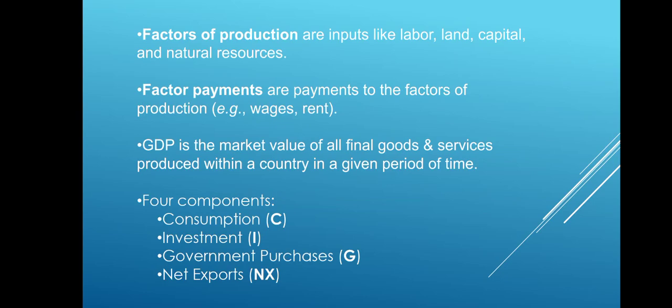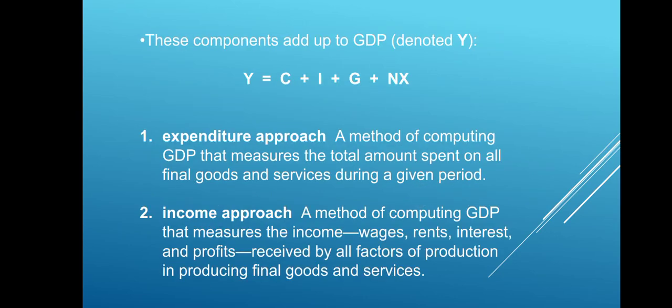Gross domestic product is the market value of all final goods and services produced within a country in a given period of time. Let's discuss four components: consumption, investment, government purchases, net exports. All these components add up to gross domestic product. It's denoted by Y. Y equals C plus I plus G plus NX.